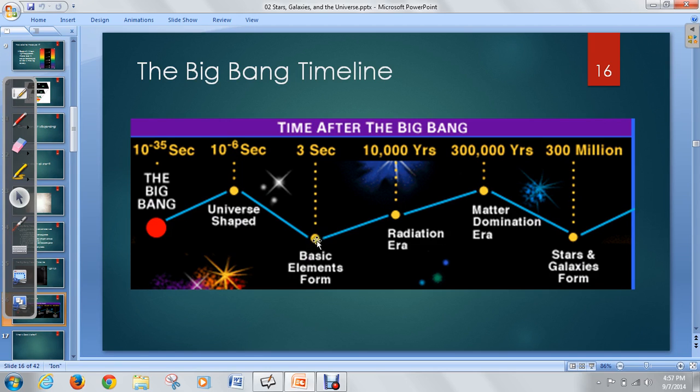Okay, then 3 seconds later, basic elements form, like hydrogen, helium. Then 10,000 years later, we start to get our first nuclear fusion reactions, which start to emit light. Then 300,000 years later, we start to get matter domination. The first things that start to look like stars and planets start to form. And then finally, 300 million years later, we get the stars, galaxies and planets that we are used to, the galaxies and things that we are accustomed to in the universe. So this is the timeline I would be familiar with about the Big Bang.